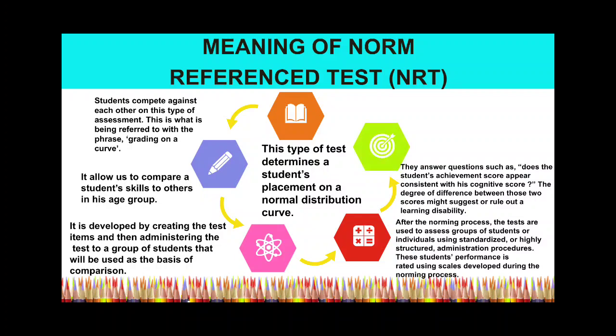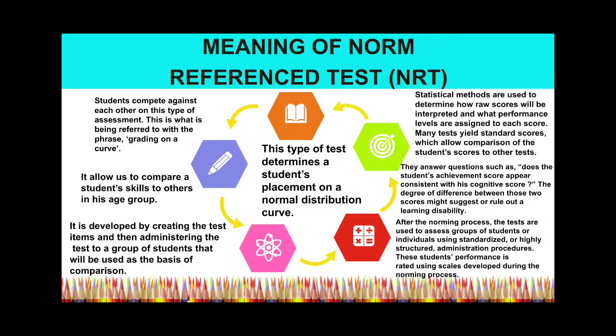They answer questions such as, does the student's achievement score appear consistent with his cognitive score? The degree of difference between those two scores might suggest or rule out a learning disability. Usually ito sa mga IQ test. And statistical methods are used to determine how raw scores will be interpreted and which performance levels are assigned to each score. Many tests yield standard scores, which allow comparison of the student's scores to other tests.